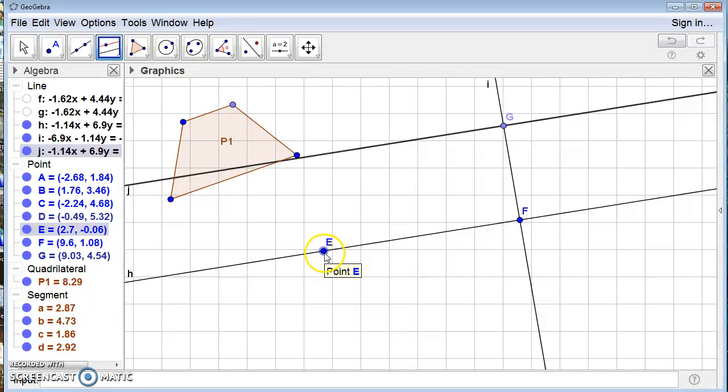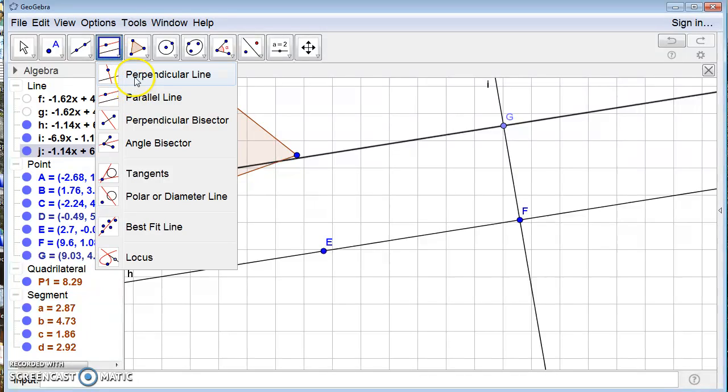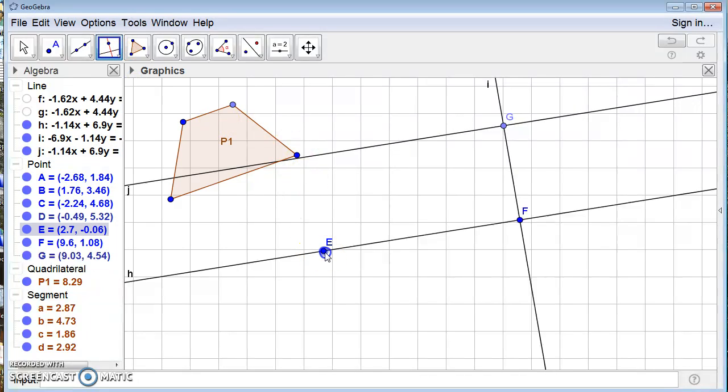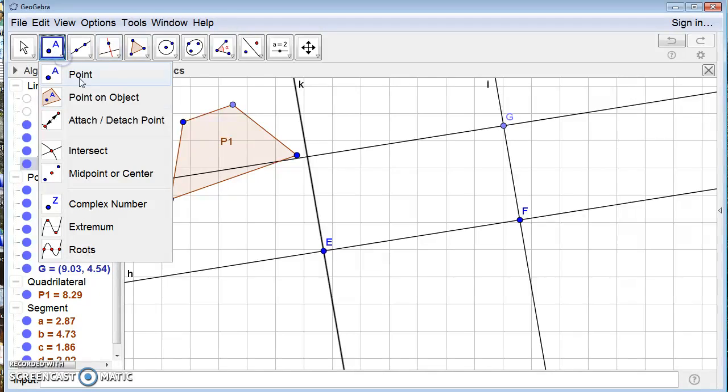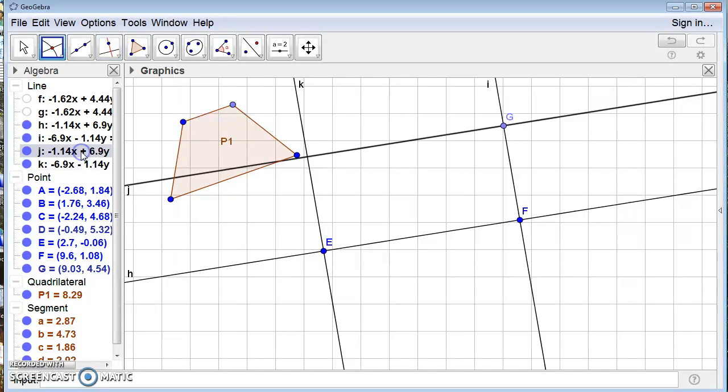I have to put it to make sure that it's going to actually end up where I want it to be. So we're going to create another perpendicular line through E, and then that intersection is going to be the other corner of our rectangle. So I can label the intersection by using the intersect tool, and boom, I have that intersection there.